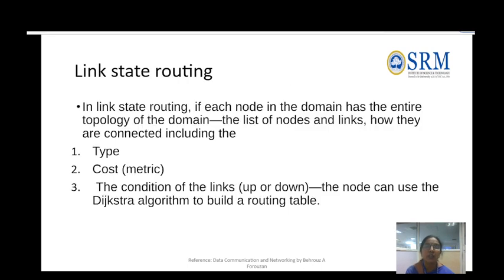Link state routing: as I already explained, the list of nodes and links which are connected, and the knowledge about all the nodes, is noted in the particular node based on a few metrics. One is the type of the links, and then cost. Cost is also a metric used to identify the link state, which is the least cost, and the condition of the links, either uplink or downlink. The node can use the Dijkstra algorithm to find the shortest path with the routing table.